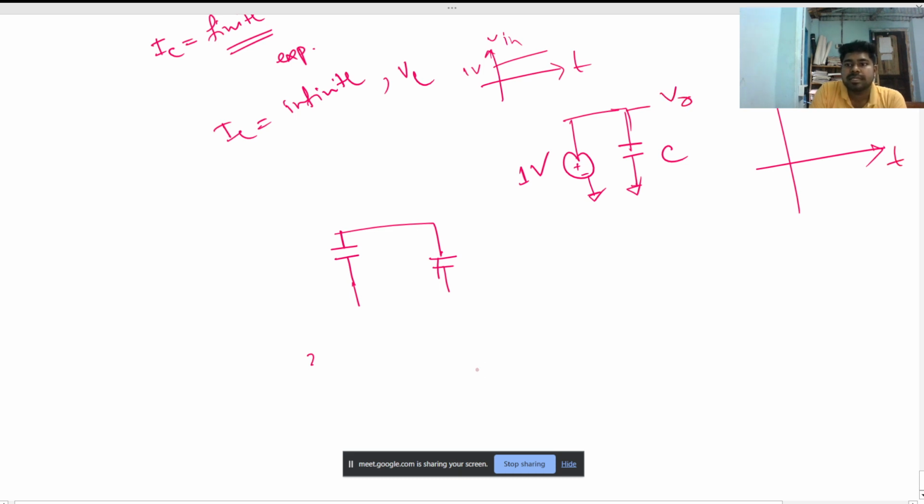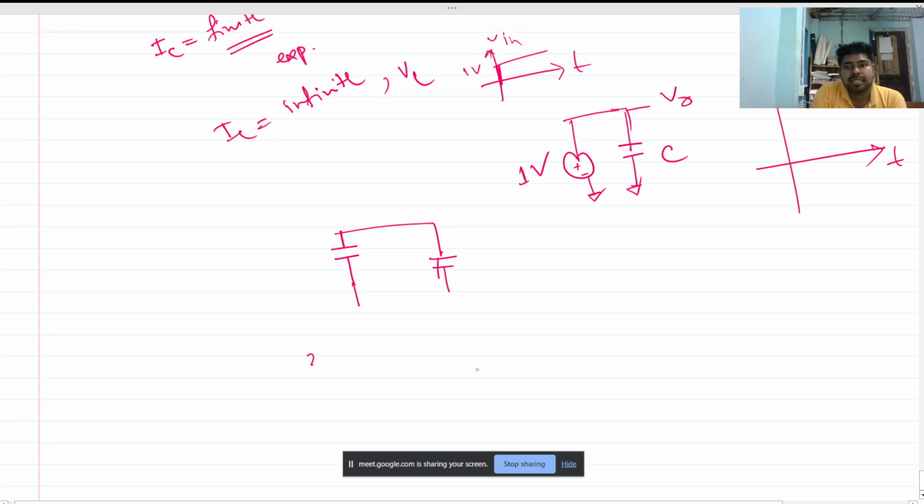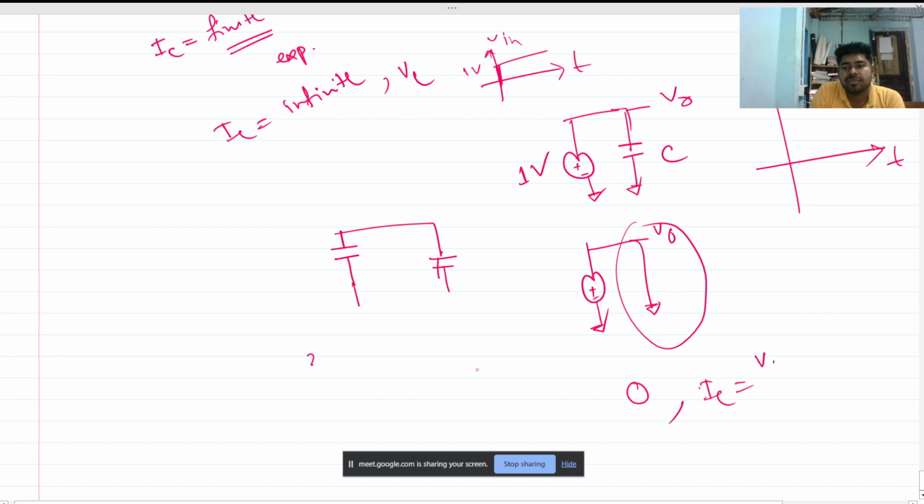We can see that at t equals 0, the capacitor acts as a short circuit, right? And if this is a short circuit, the circuit will look like this. Now what is the equivalent resistance of this circuit? This is nothing but 0. Then the current through the capacitor is nothing but V in divided by 0. So this is infinite, right?